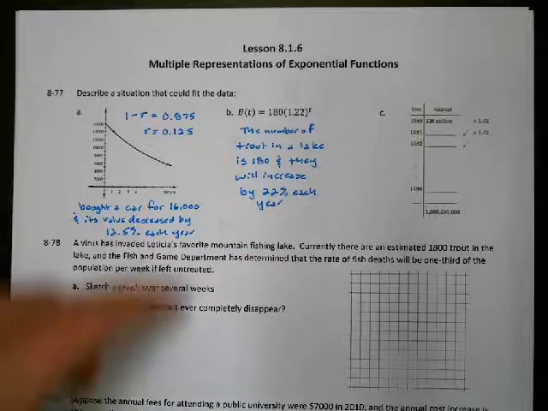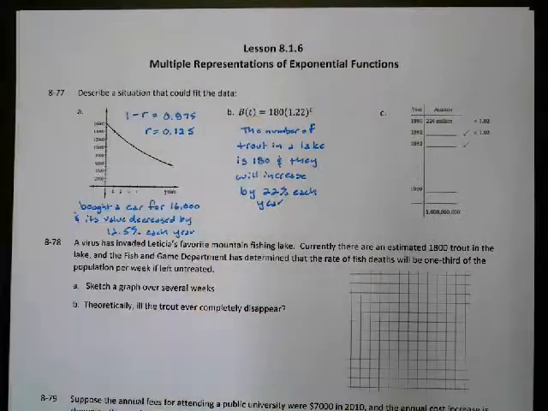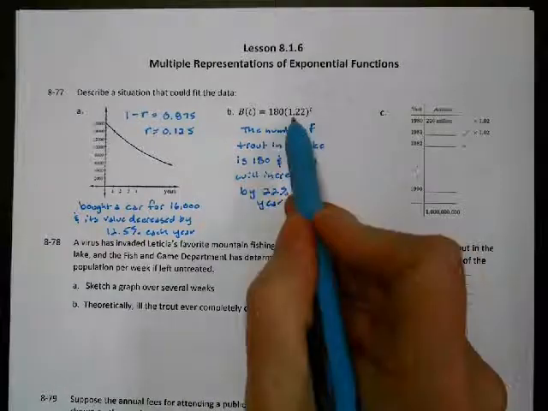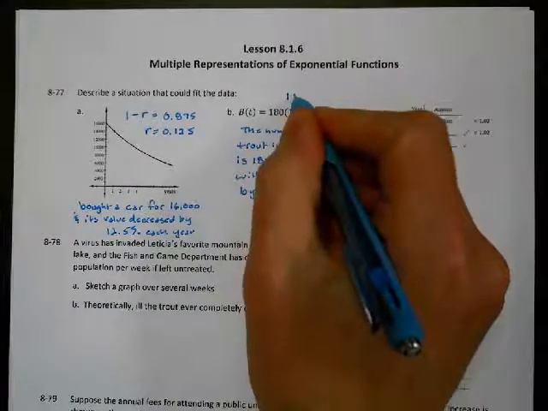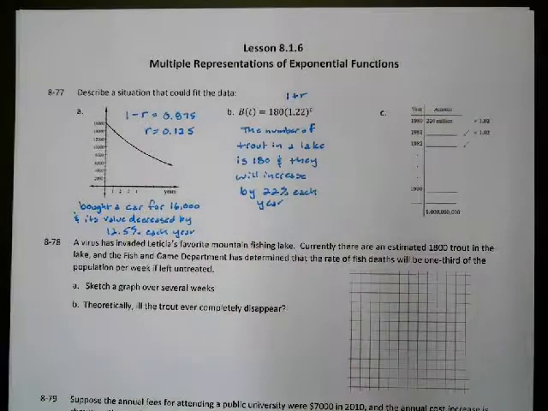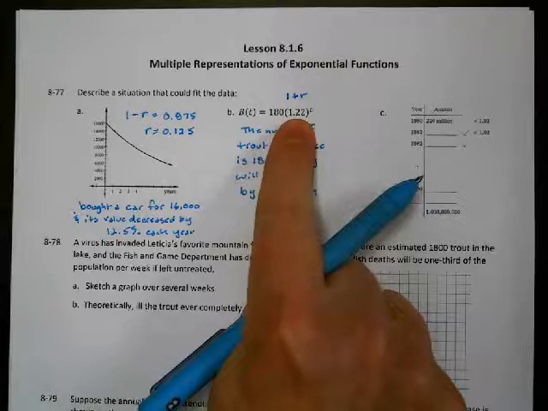So we can see here that our starting value is 180, so that's the trout that we have right now, and we expect it to increase by 22%. So why is it 1.22? Because when we have an increasing function where we have growth, it's 1 plus the rate of growth. So the rate of growth is 0.22 or 22%.